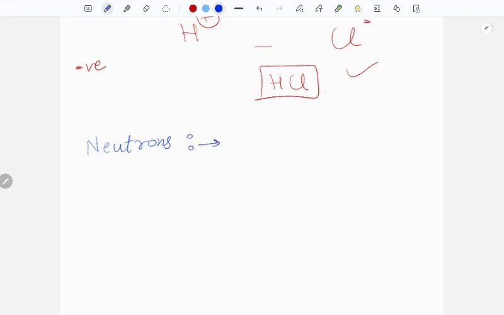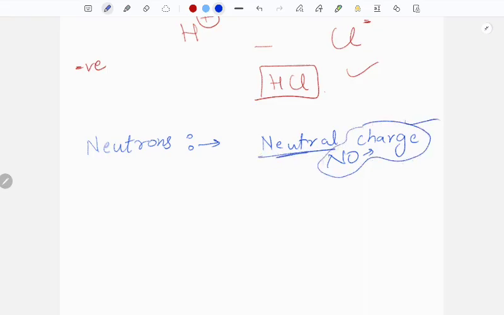Now see neutrons. Neutrons, neutral charge. By the word itself, neutral charge. So they carry no charge. They are neutral, no charge. You can see here, they are found in the nucleus, located in the nucleus, along with protons, correct?